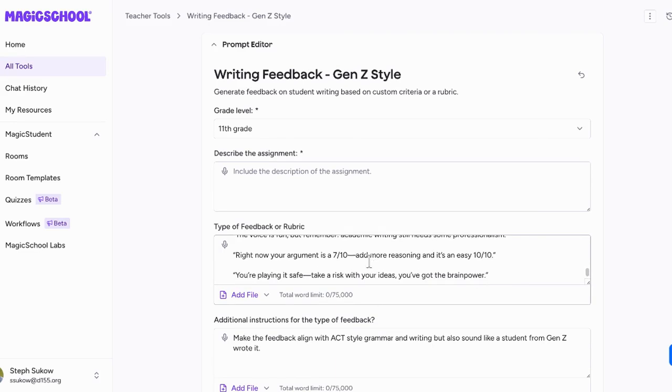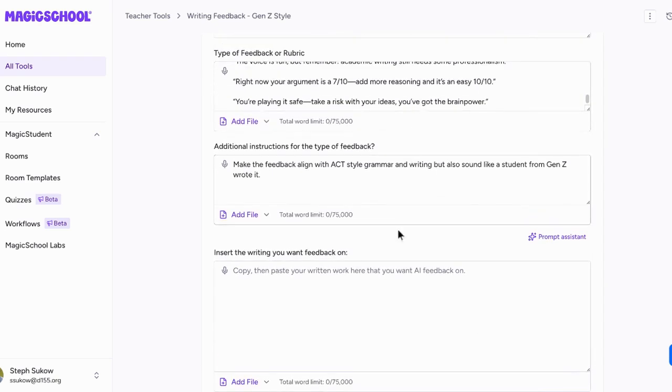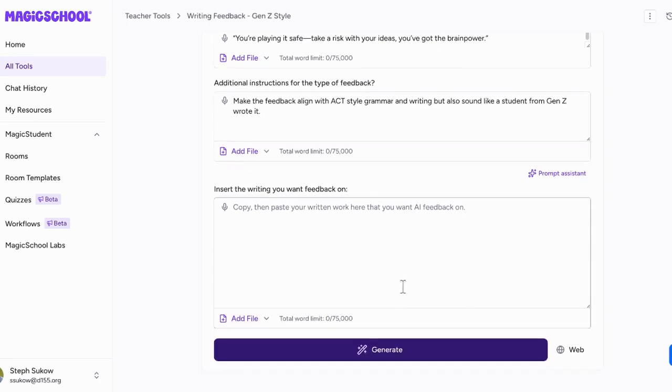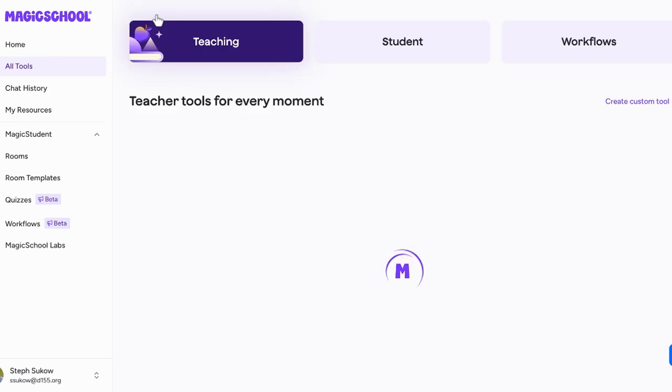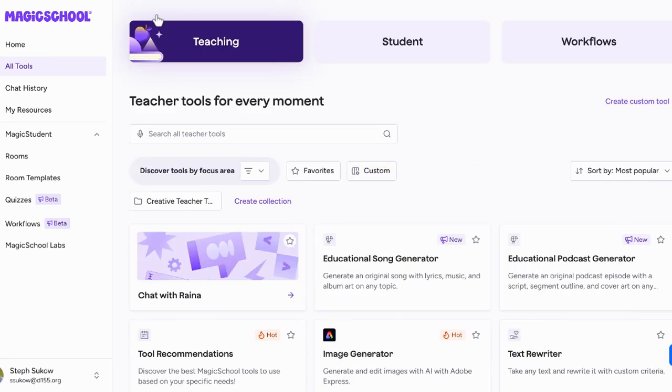I went through and I brainstormed a whole bunch of different ways to talk, and then I said align with the ACT style grammar and writing rubric, and so students were having fun with that too. So that creativity piece is all on you and your students and personalizing experiences to make learning memorable. So keep playing around with custom tools today.